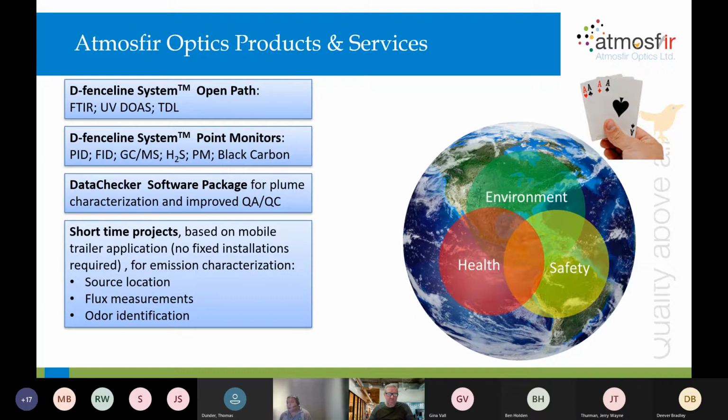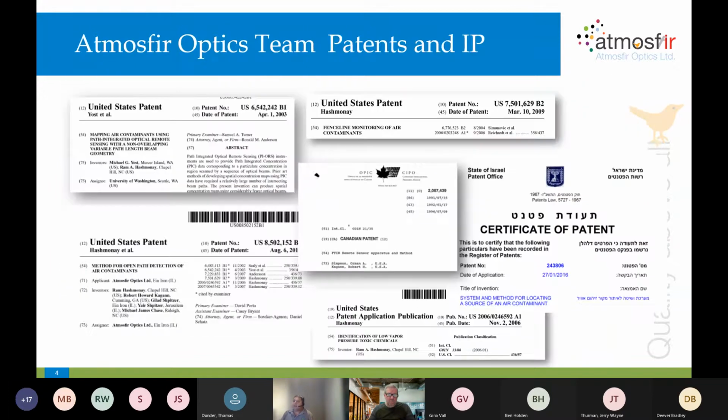Besides fixed installations, we also give our clients short-term projects. We come with a trailer and we can do source location, if you have a leak and don't know where it's coming from, or if you want to know the flux from your facility or the combustion efficiency of your flare, or there is an odor that you don't recognize, we can help you with that.